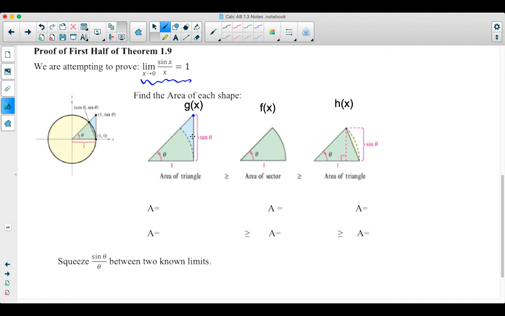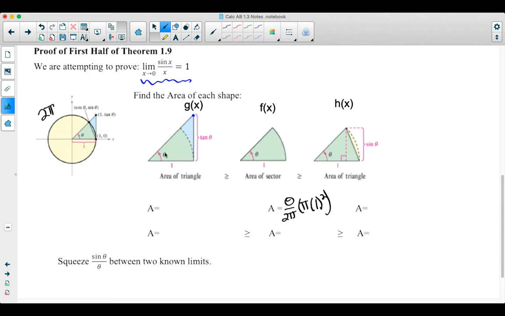So let's take a look at each of these parts. In the middle, we have our sector. The area of a sector is a certain fraction of the circle. Our whole circle is 2 pi. We're doing everything in radians. So our whole circle is 2 pi, or 360 degrees, but in radians it's 2 pi. So this is theta radians out of 2 pi times the area of the circle, which would be pi times radius squared, and our radius is 1. So theta radians out of 2 pi times the area of the whole circle. So this fraction of the whole circle.